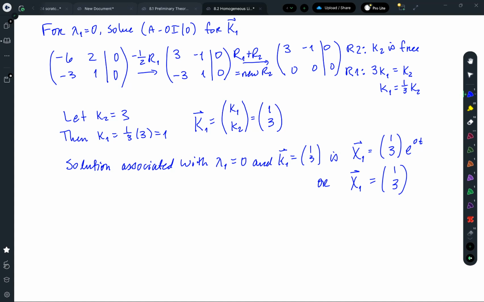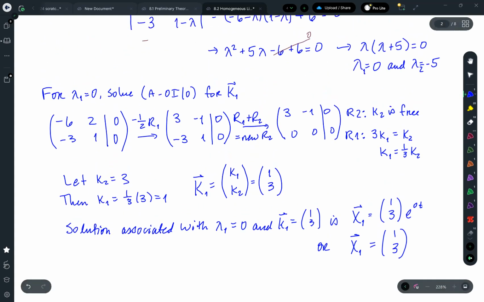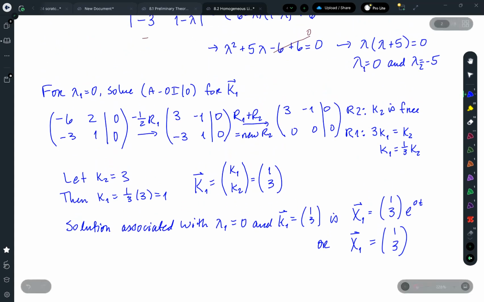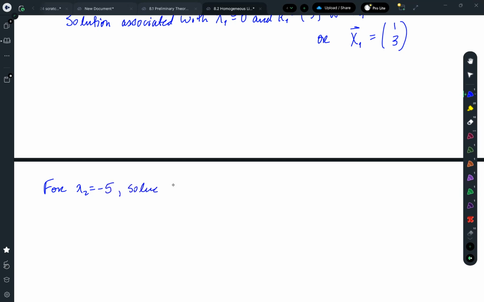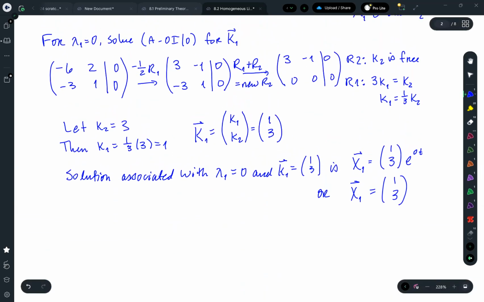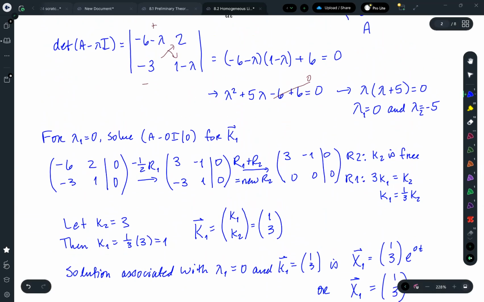All right, so we've got one of the eigenvalues and its associated eigenvector out of the way and the solution that it forms. Now, let's deal with lambda 2 is equal to -5. Okay, so for lambda 2 is equal to -5, we're going to solve A minus a -5, which will be plus 5I, set equal to 0 for k2.